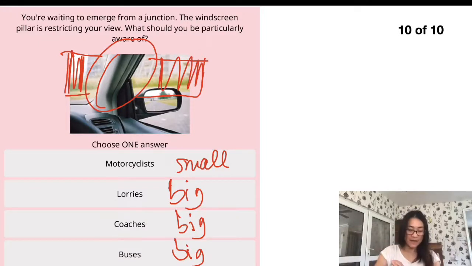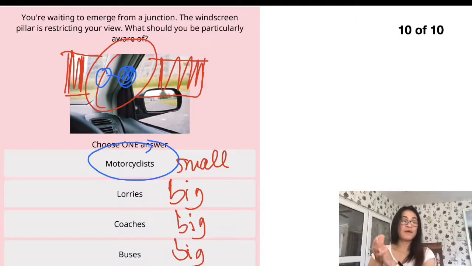But if I have a motorcyclist, which is a small one, probably the windscreen pillar will fully block your view. You may not be able to see that there's a motorcyclist in front of you. So the answer is motorcyclist, that the windscreen pillar will restrict your view.